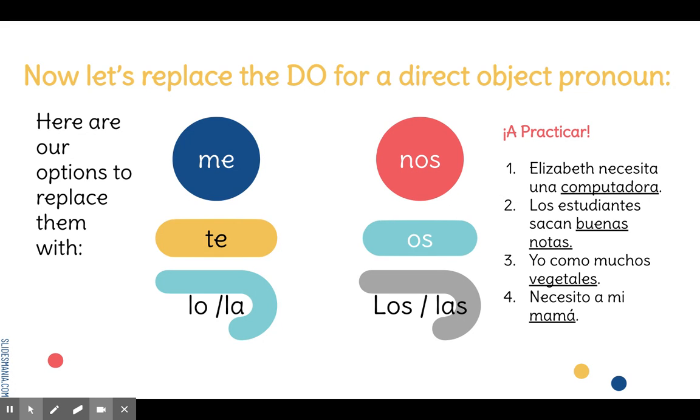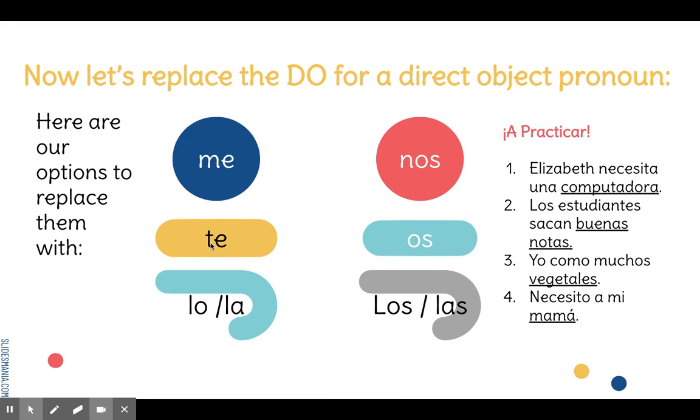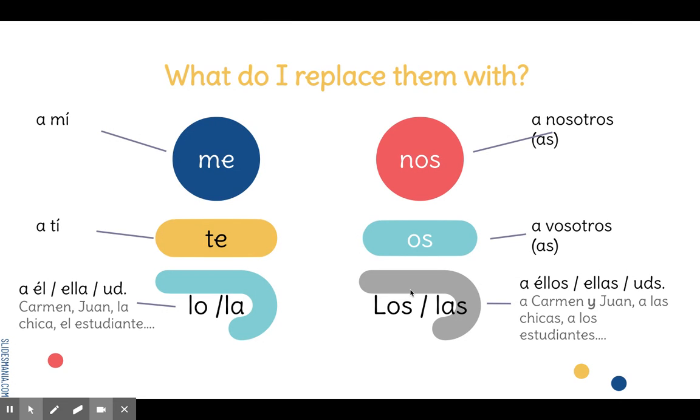So in English, a good example would be "I love you." I'm the subject, love is the verb. Who is it that I love? You. You are my direct object. And if I were to rewrite that, I'd replace "you" with "te." Okay. The teacher likes us. Okay. Teacher is the subject. Likes is the verb. Who is it that the teacher likes? Us. So "nosotros," I would substitute "nosotros" with "nos." Okay.